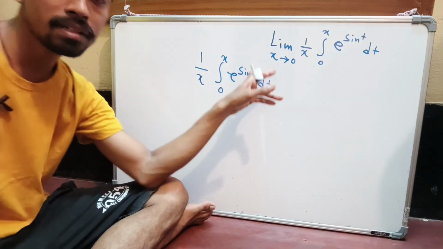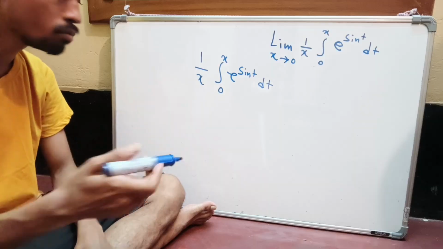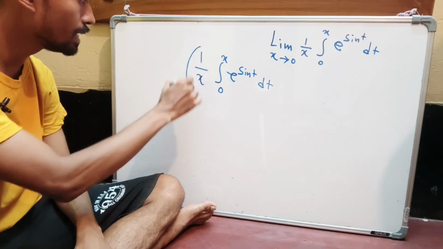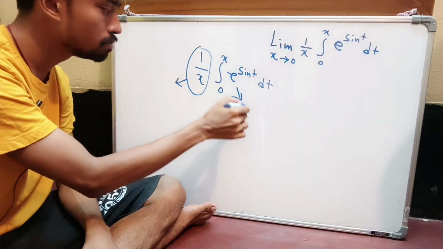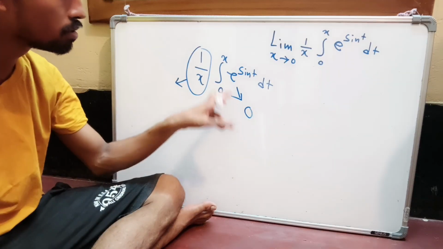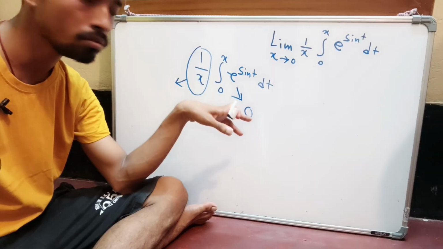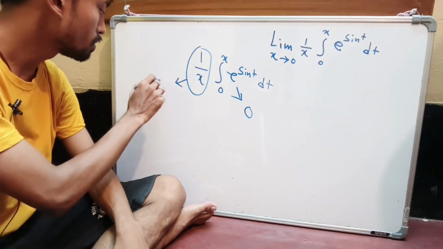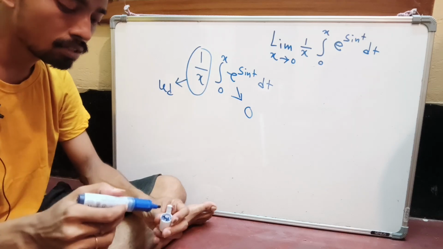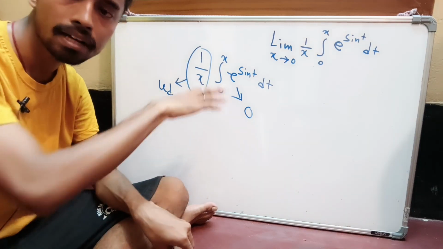Now the limit is x tends to 0. If I put x tends to 0 here, that part becomes undefined, and the integral part becomes 0, because when the limits are both 0 the integral will be 0. And that part becomes undefined. So from here we can construct certain things so that we can find the limit.